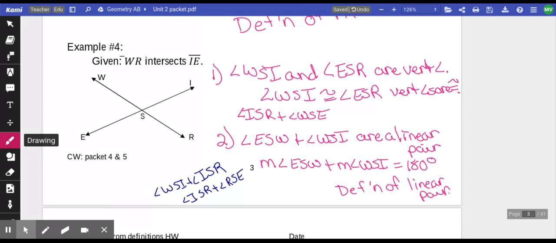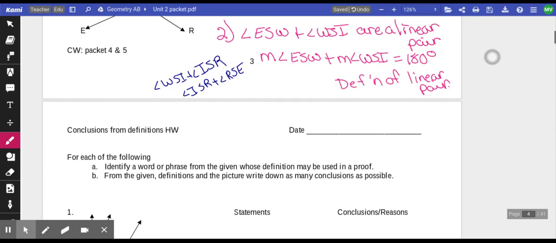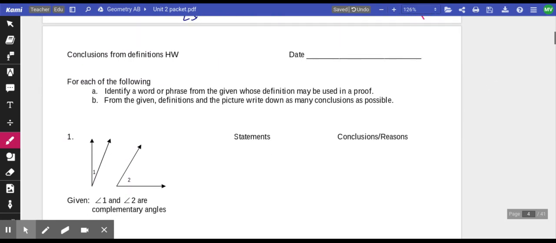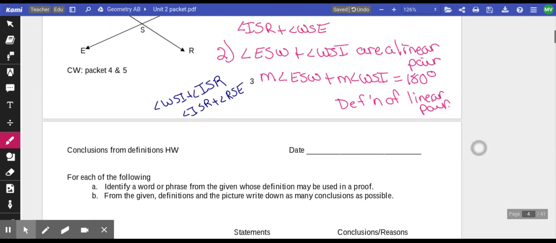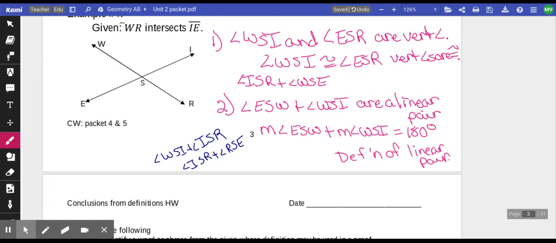So that is it for today's notes. Tomorrow in class, we will work on these practice problems. If you have any questions, please jot them down, circle them, and bring them to class tomorrow.